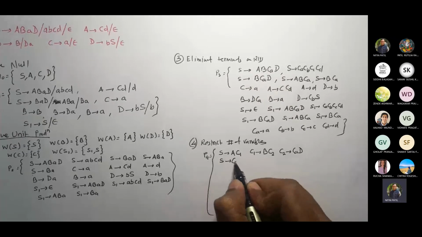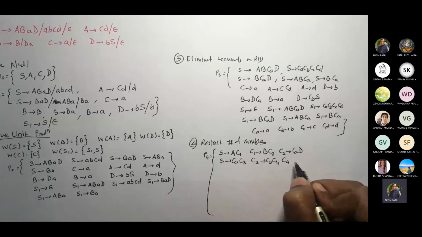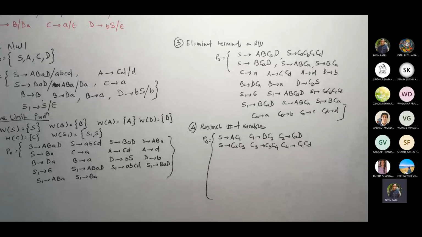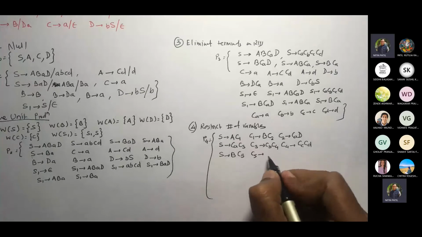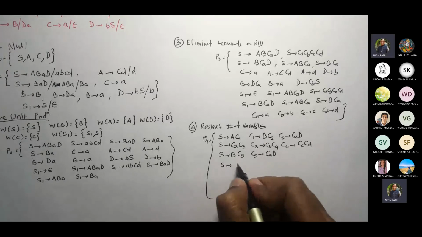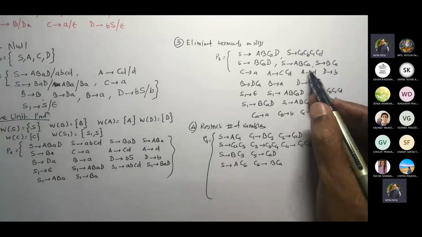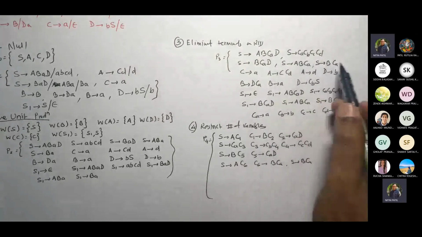S gives CA, C3. C3 gives CB, C4. C4 gives CC, CD. Correct? Yes, sir. So we are done with first two. Fine. Now next. S gives B, C5. C5 gives CAD. Correct? Then S gives A, C6. C6 gives B, CA. So we are done with this also.